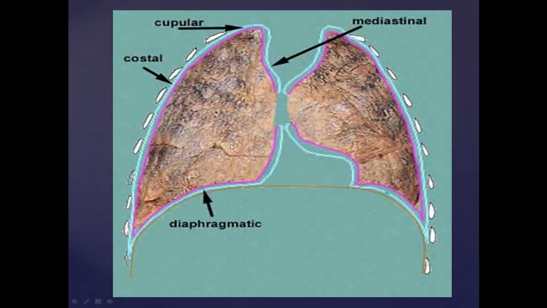You can see the lungs over here. This is the costal pleura. It is attached to the structures we mentioned earlier. And you can see the diaphragm. So the pleura which is related to the diaphragm is known as the diaphragmatic pleura.